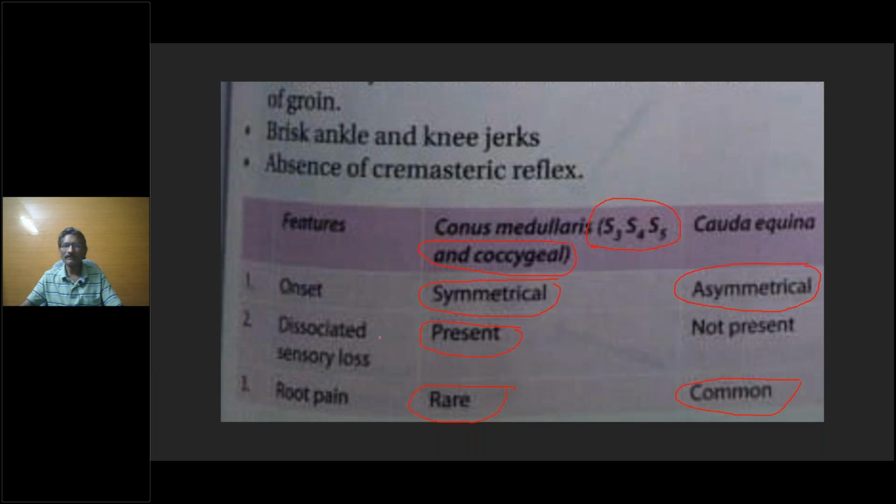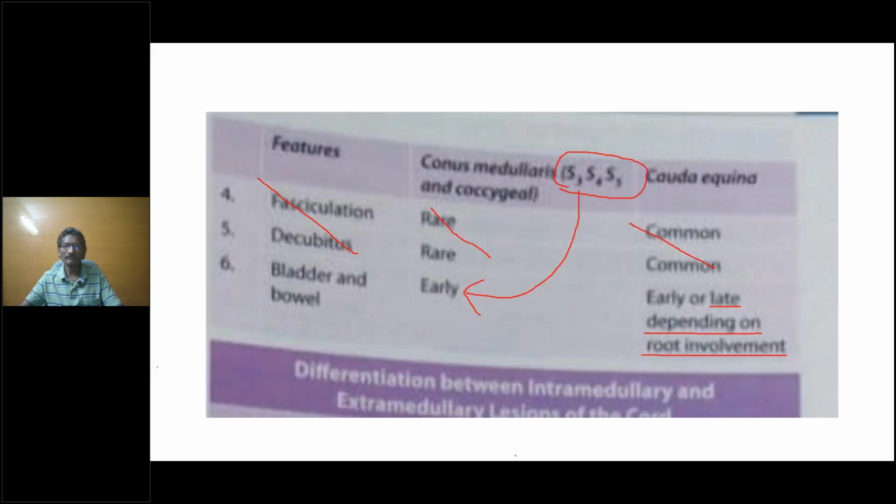Then you tell about the symmetry, asymmetry, the dissociated sensory loss, and the root pain. Don't tell anything more than that. And remember the motor one. Don't forget the motor. In the conus, as the sacrum is there, motor is not involved. Quite often the bladder will be affected. Motor will be affected only when the upper roots, like the lumbar roots, are affected; then you will get the conus medullaris. So it is not something commonly involved in conus medullaris.